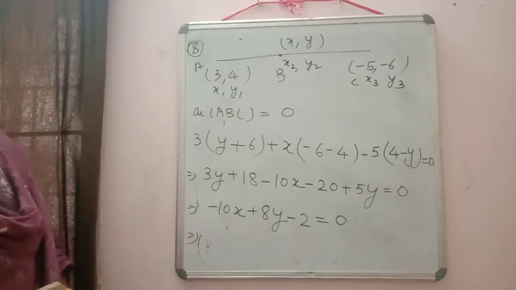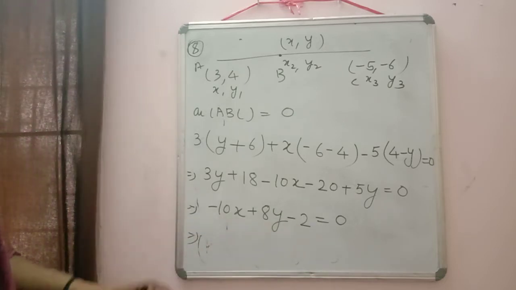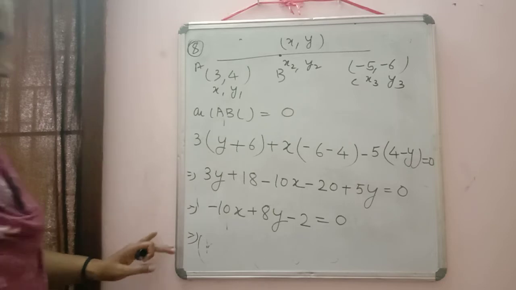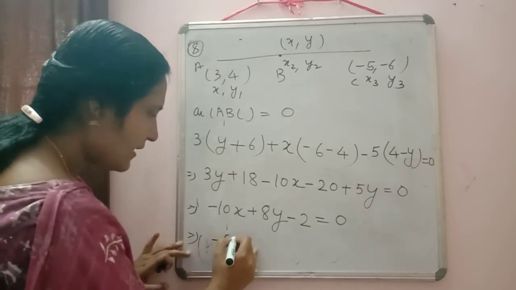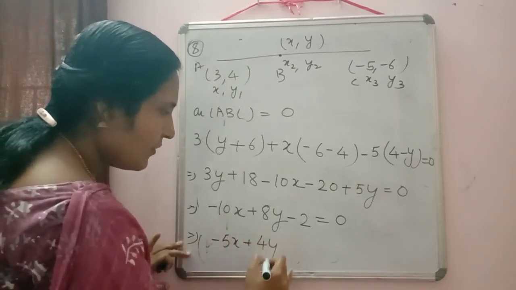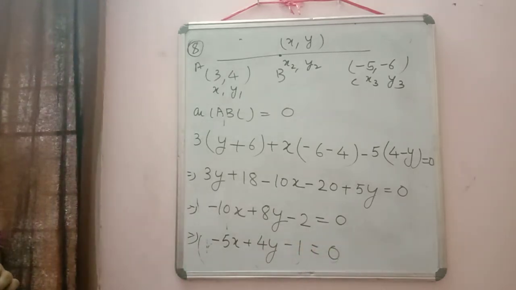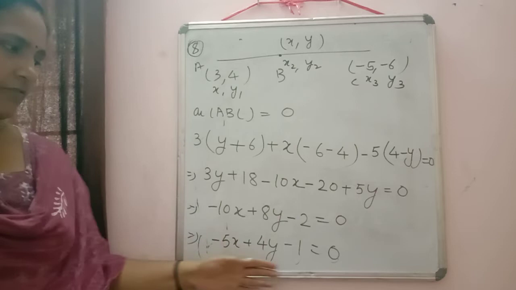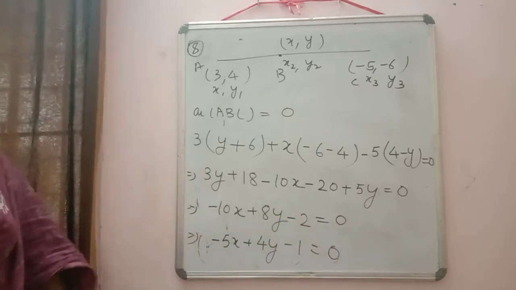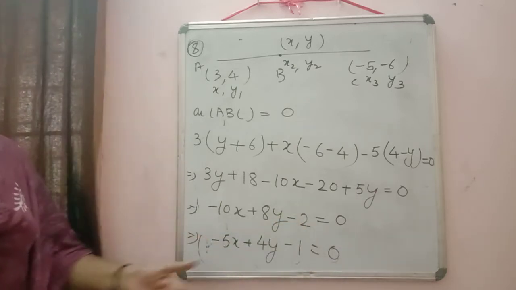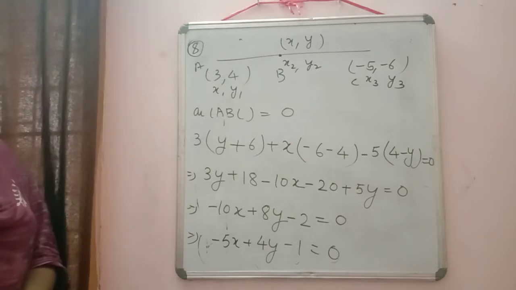All the x terms are divisible by 2. So what can we do? We can cancel it by 2. So it will be equal to minus 5x plus 4y minus 1 is equal to 0. If you want, you can shift 5x and 4y to the right hand side. That depends on you. If you write till here, then also you will get the full marks.